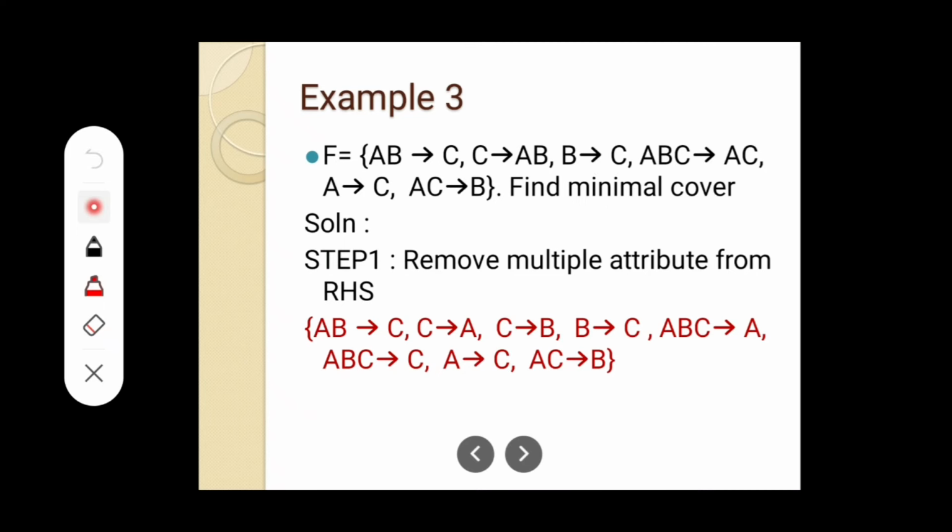Clear? This is another university question. One more. F equal to AB determine C, C determine AB, B determine C, AB determine AC, and this one. Okay, find the minimal cover. So first, what is the first step?